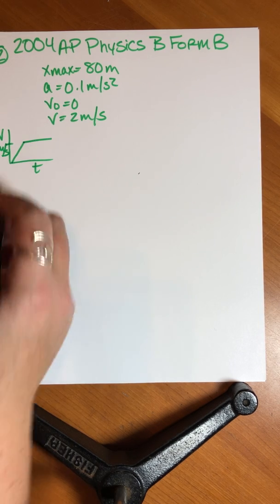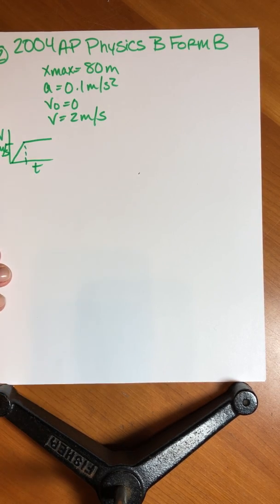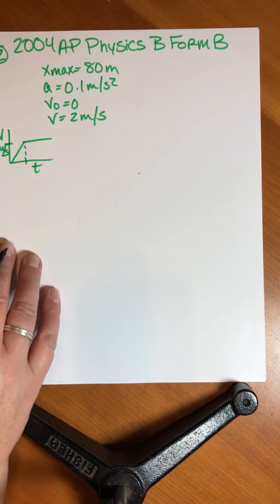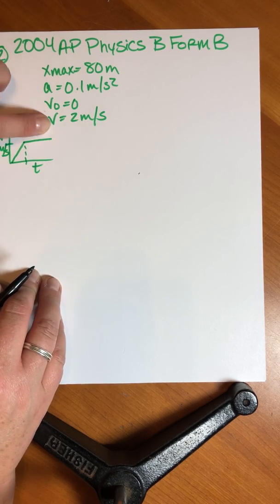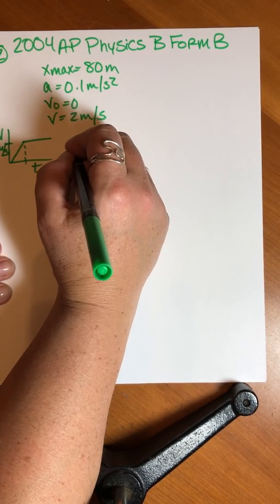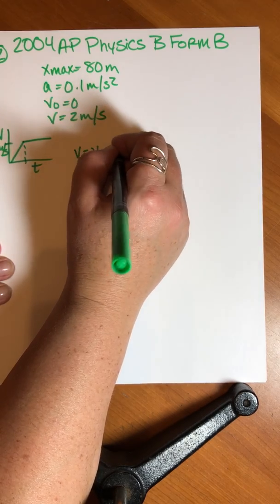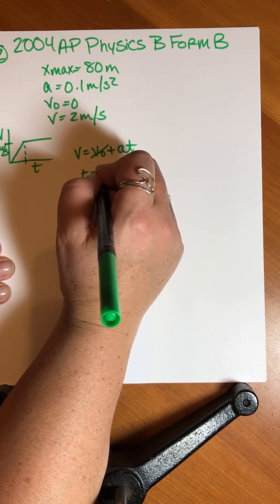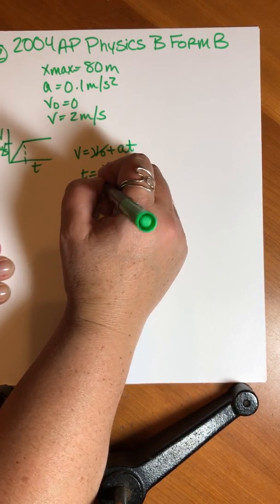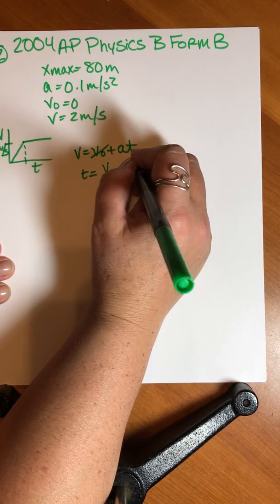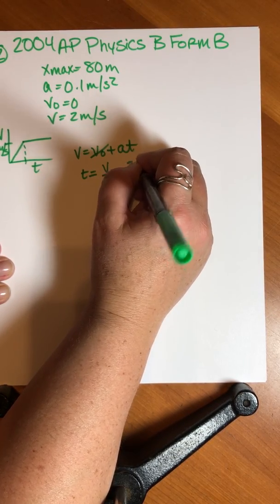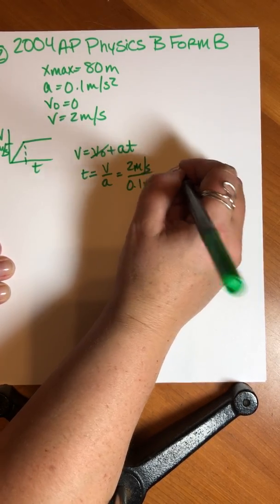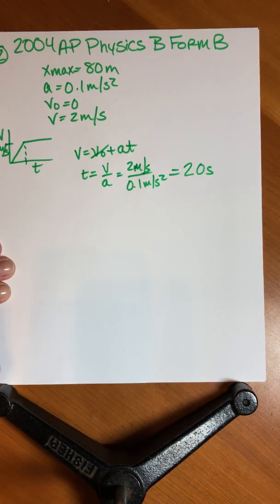Okay, so what we want to do first is figure out over which time are we accelerating? That's probably the best way to say it. Over what time are we accelerating? And we can do that because we have acceleration, V naught and V. So the first thing we can do is just V equals V naught plus AT, and V naught is 0. So we get T equals V over A, and V is 2 meters per second over 0.1 meters per second squared, which gives us 20 seconds.